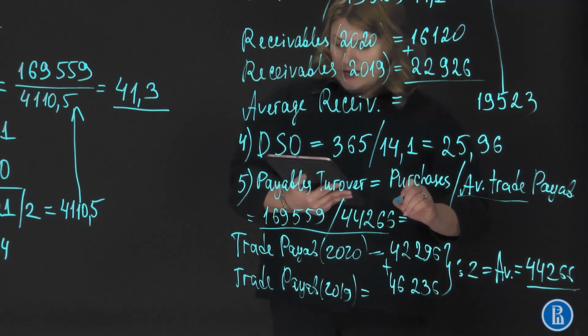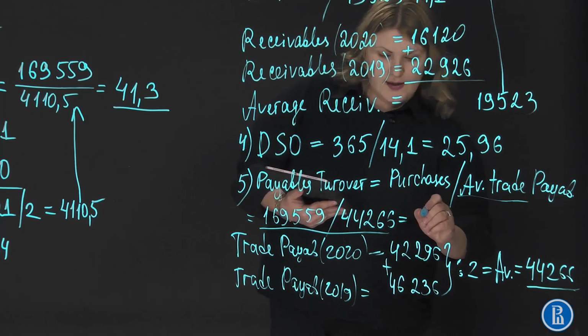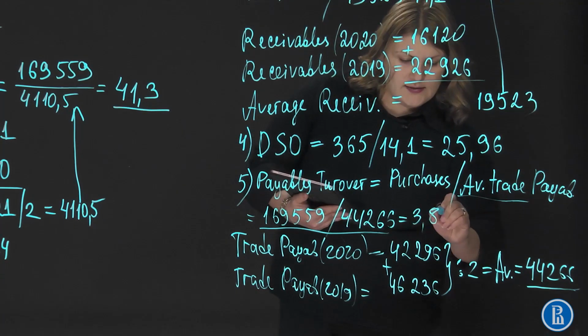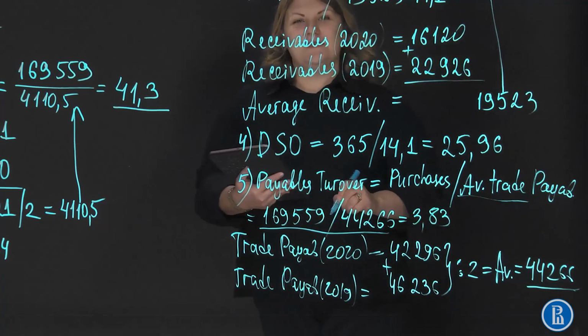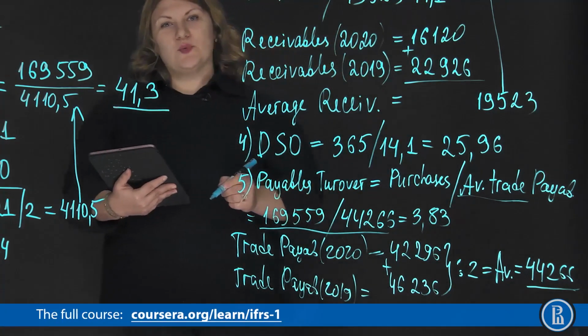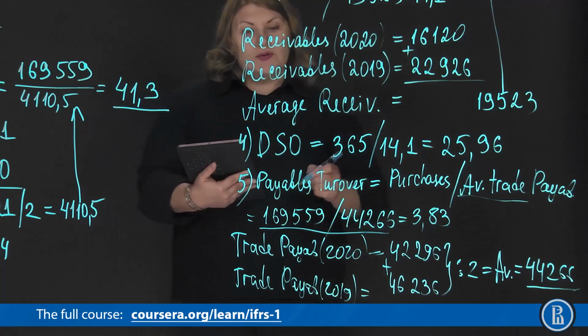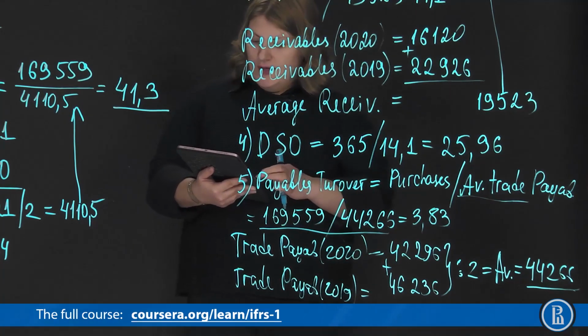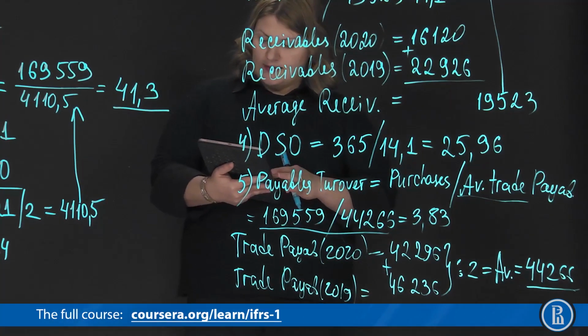And this will give us 3.83 days turnover of the payables, which means that Apple company will receive money for its goods in average in 3 days.